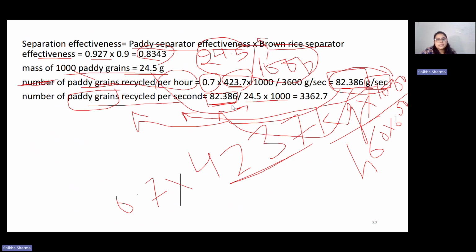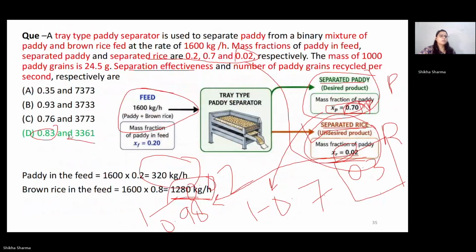So 82.386 into 1000 divided by 24.5 is 3362.7. So this is basically the number of paddy grains recycled per second. So option D is correct here. I hope this question is clear to everyone.